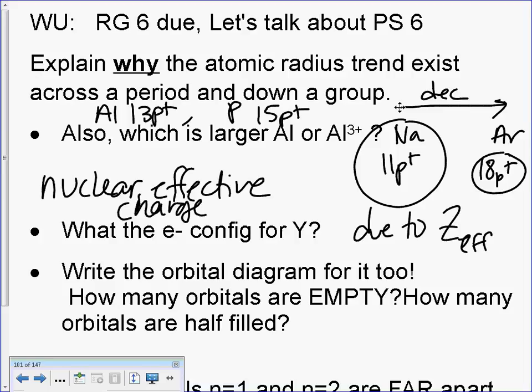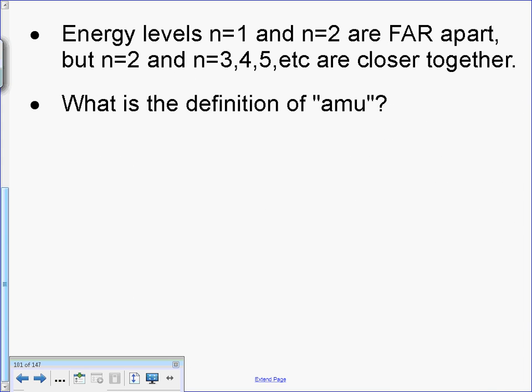But this is different when you go down a group. So going down the group, let's go sodium to cesium, okay? Who has the greater atomic radius, the bigger atomic radius? Cesium. Why cesium? There's a reason why. It's not Zeff this time. Yes, it's the shielding effect.